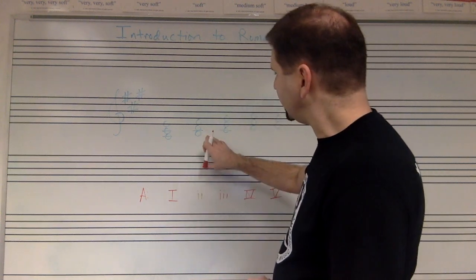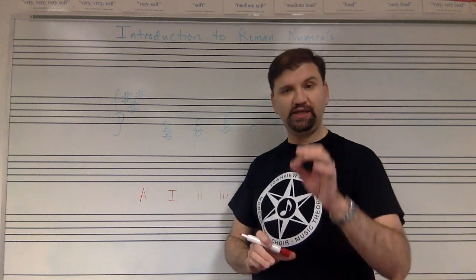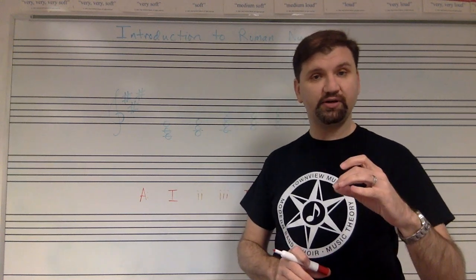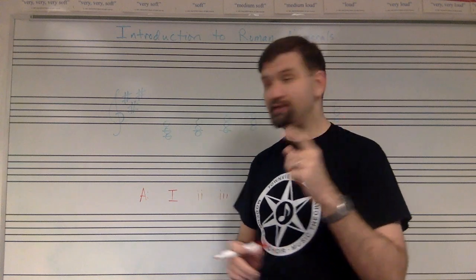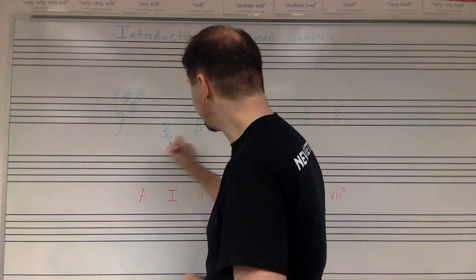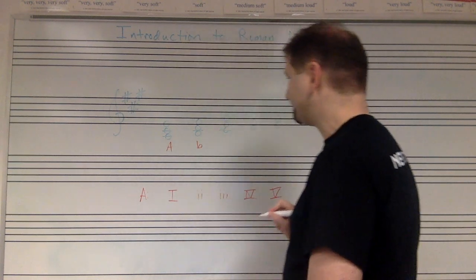Next we have B, D, and F sharp. B, D is a minor third. D, F sharp is a major third. That is a B minor chord. So A major, B minor.